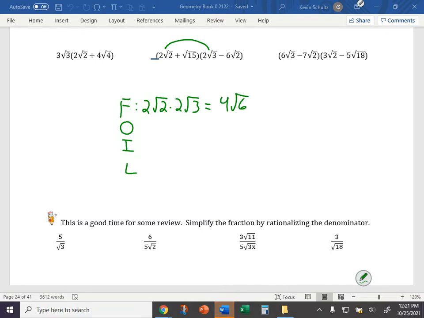Okay? The O, or outside, we're multiplying those outside terms. Oh, this is going to be a good one right here. Multiplying those outside terms together. 2 root 2. Don't forget it's a negative 6 root 2. Sometimes that sign gets forgotten. What do we have?